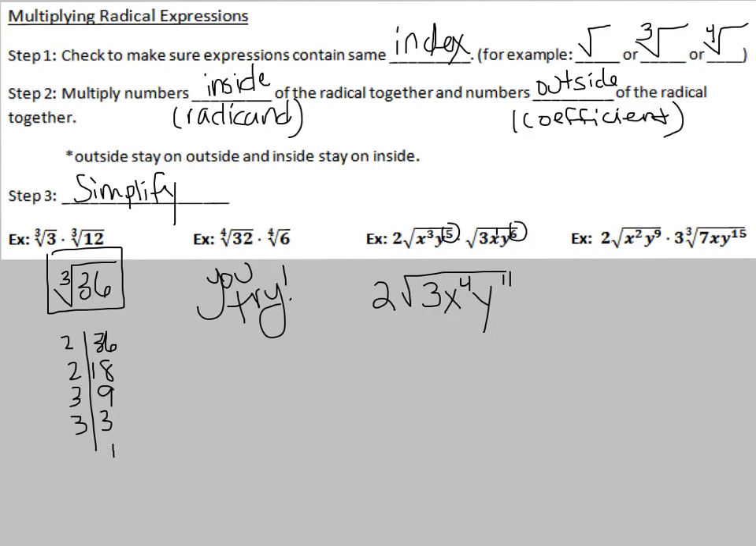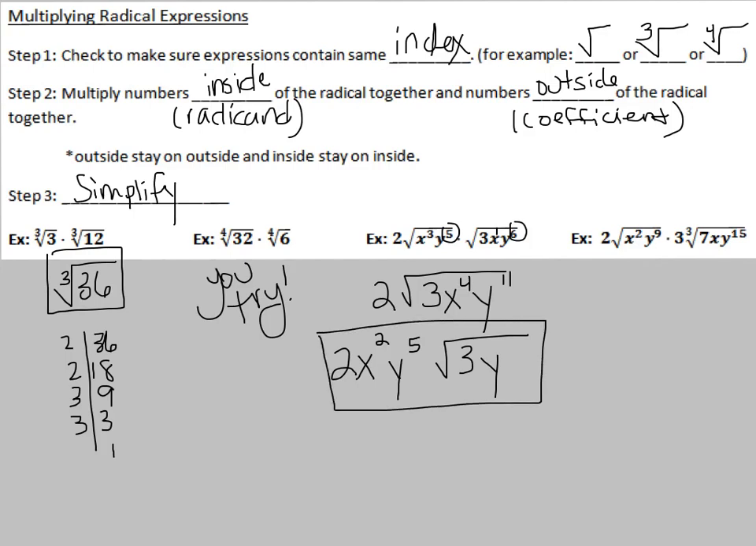I know I cannot simplify 3. However, x, there's 4 of them. And remember, our rule here is to divide by our index, which is a 2. So 4 divided by 2 is 2, so x squared will come out with no x's left over. And then looking at my y's, 11 divided by 2 is 5, and left over inside we have the 3. We have no x's, but there is one y left over inside. So here's my answer for this one. And you guys try this last one.